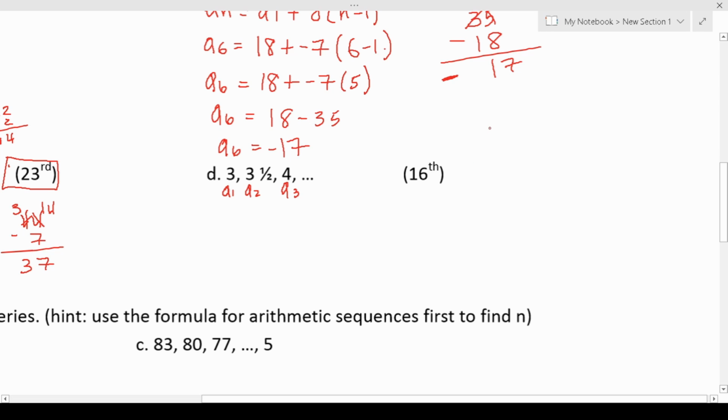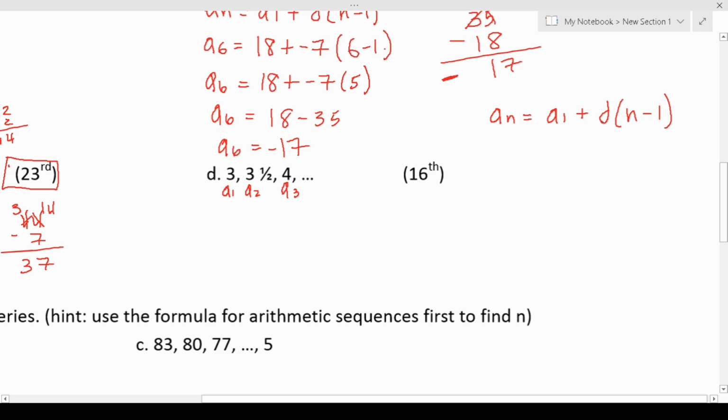I'm going to do this work off to the side so we can have more room. So again, to find the 16th term in this sequence, that's going to be an equals a1 plus d times n minus 1, where d is the common difference. We know what a1 is. It's the first term in the sequence, or 3. We know what n is. It's the nth term that you're trying to figure out. So n is going to be 16, both here as well as here.